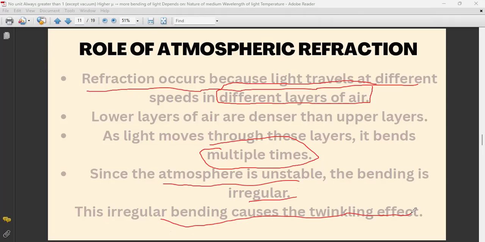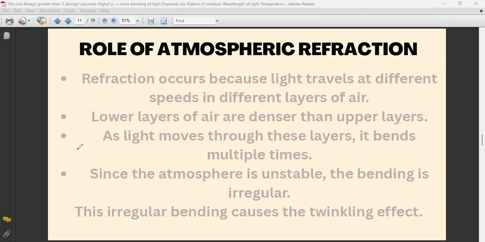That's the reason we see the twinkling effect in the stars, because refraction occurs as the light travels at different speeds. The wavelength changes whenever it travels through the different layers of the atmosphere. So that's why we see different positions and various variations in their brightness. I hope these terms are clear.